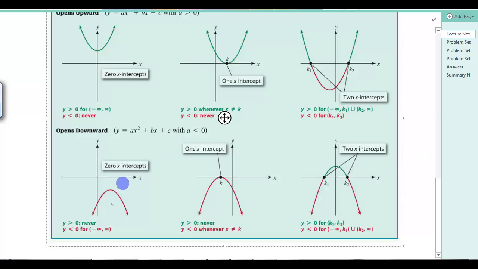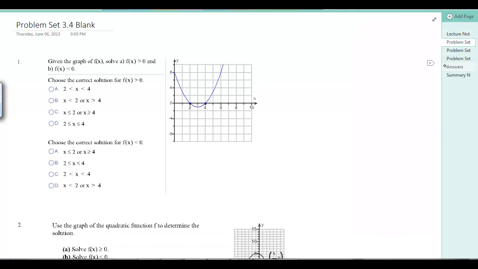Okay, and this is for when it's less than 0. Where is it less than 0? Down here. All right, let's go look at the problem set and see what we have.